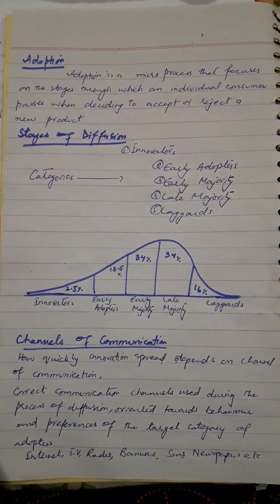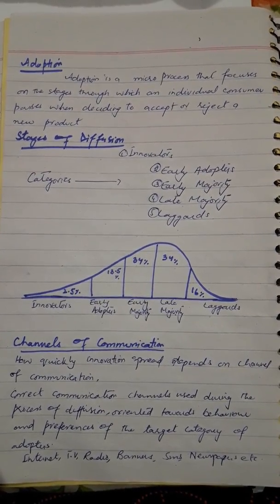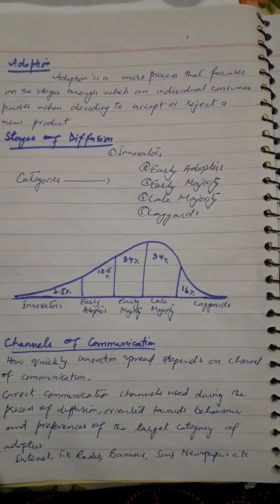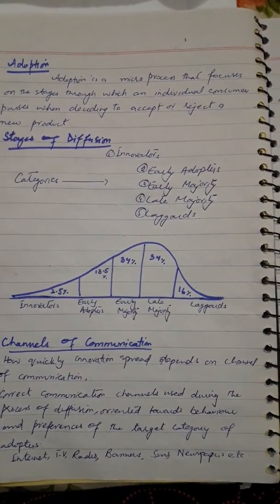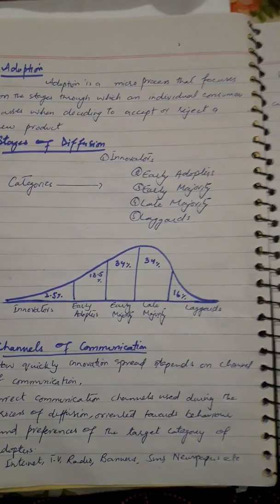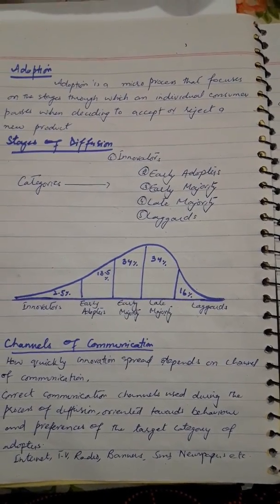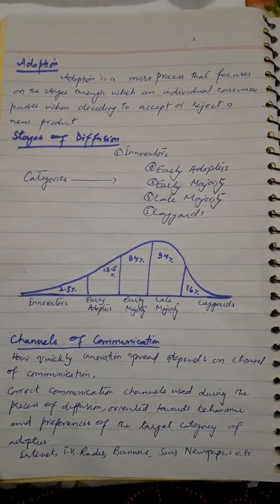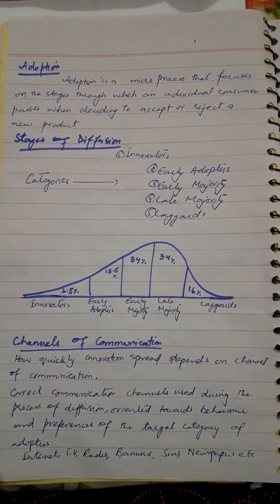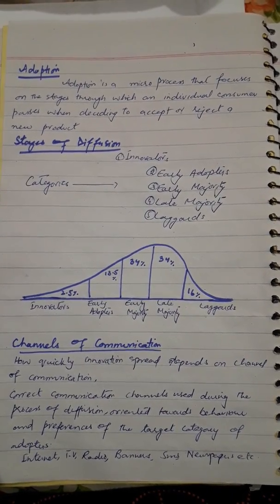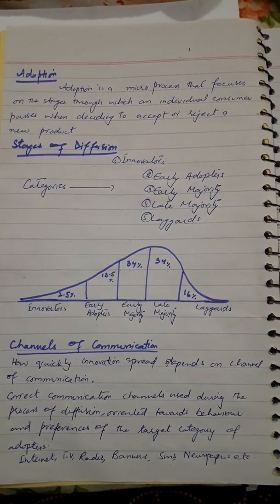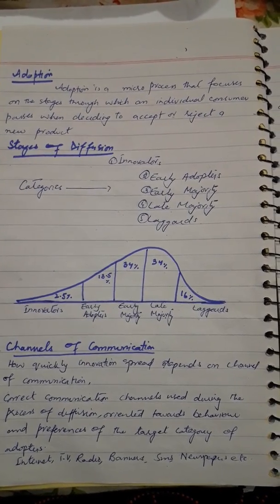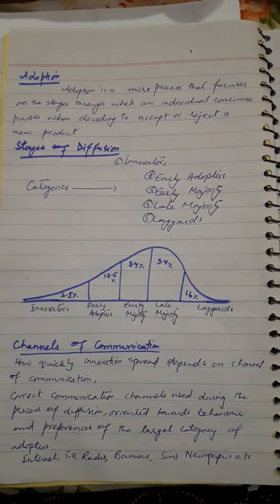Stages of diffusion. There are five stages of adoption or diffusion, showing how an innovation diffuses: innovators, early adopters, early majority, late majority, laggards. These are the five categories of adopters. We can see here that innovators adopt 2.5%, early adopters 13.5%, early majority 34%, late majority 34%, and laggards are 16%.